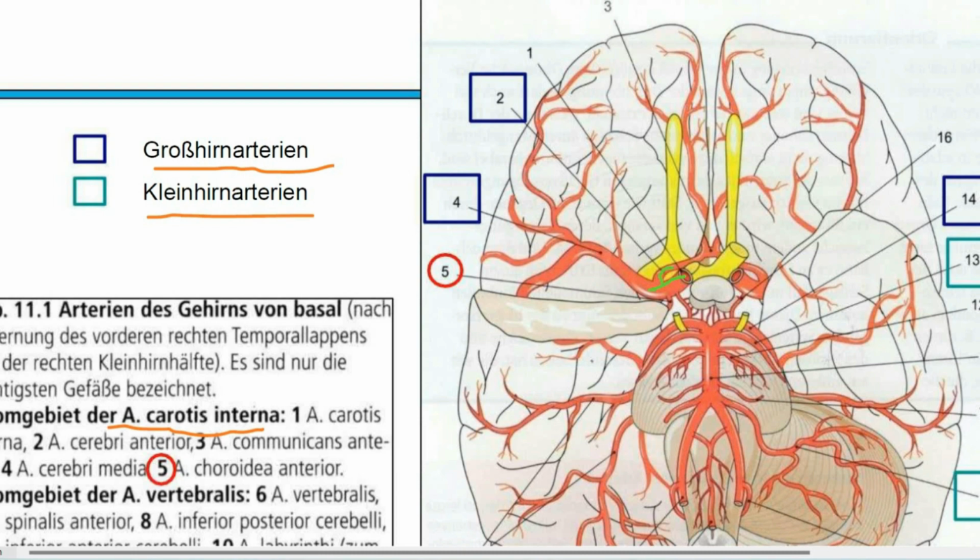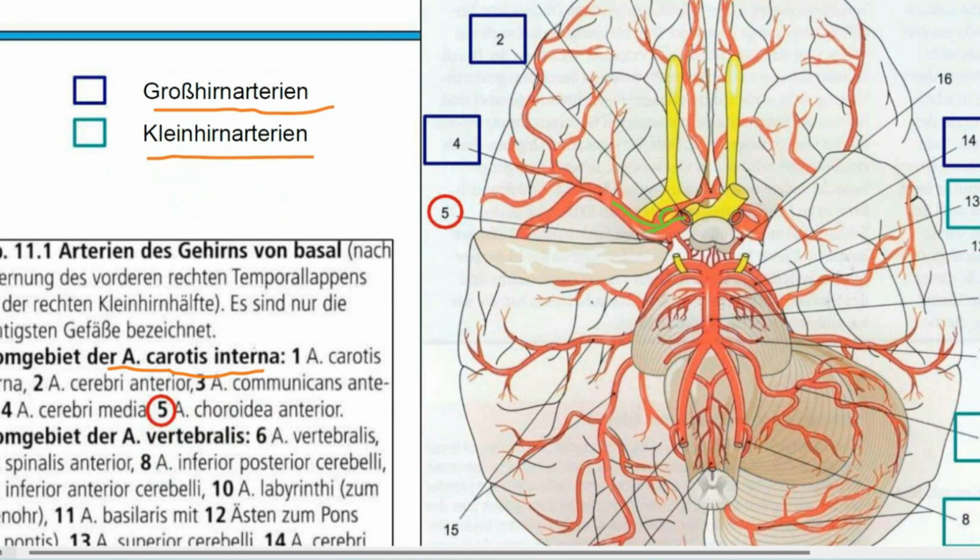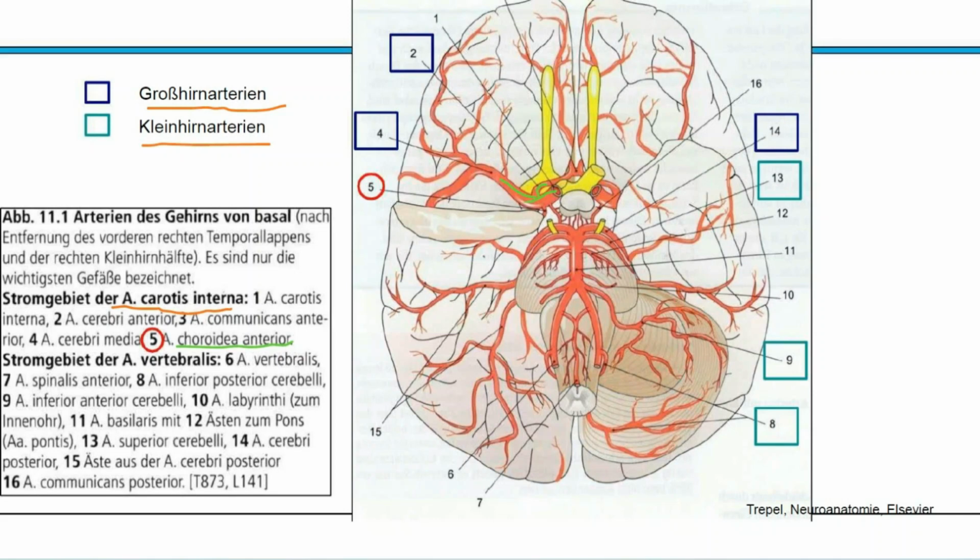Then there's another artery, the middle cerebral artery, right here. In the area of the internal carotid artery there are large branches: the anterior cerebral artery and the middle cerebral artery. Then there's another artery here. It's not as big as the other 2 branches. It's called the anterior choroidal artery. These are the important arteries of the area of the internal carotid artery.